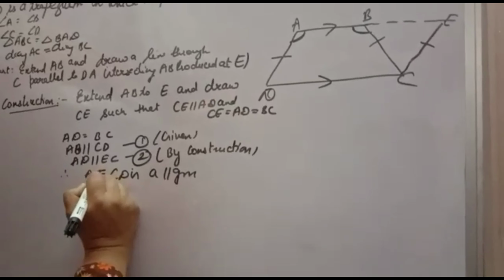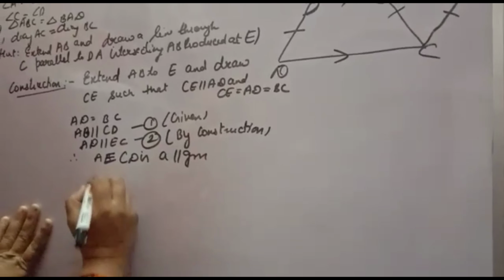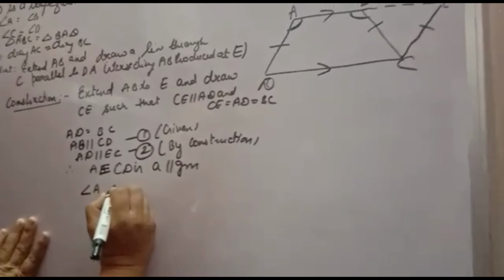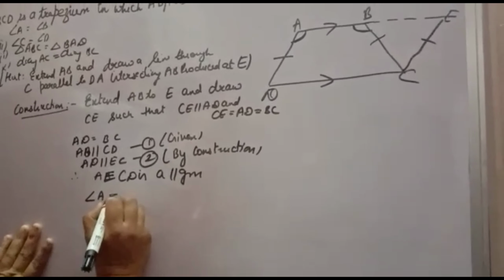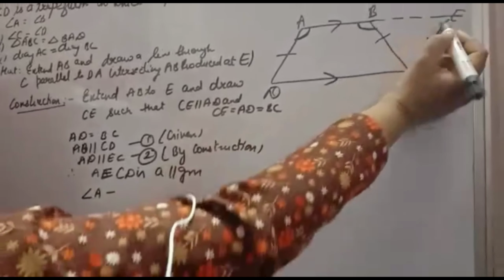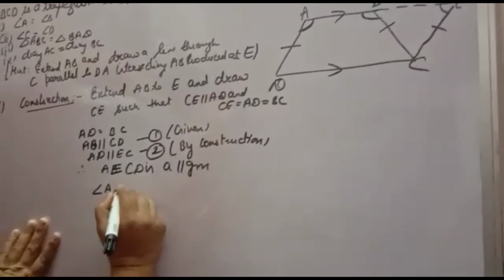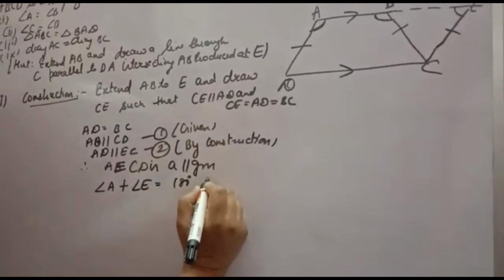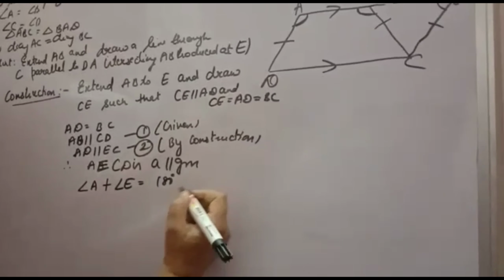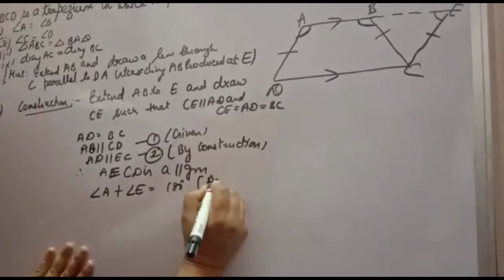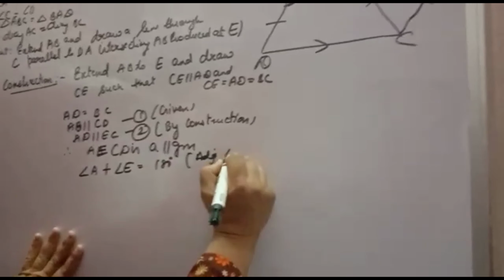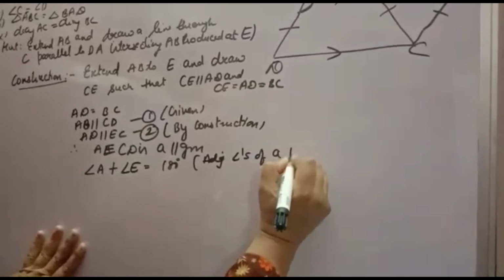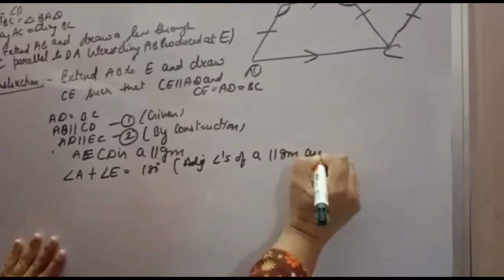Now AECD is a parallelogram, therefore angle A plus angle E is equal to 180 degrees. Either you can write allied angles, or you can write that adjacent angles of a parallelogram are supplementary.